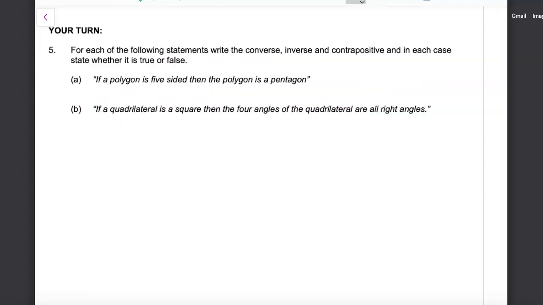So now it's your turn to have a go at our question 5. So for each of the following statements, write the converse, inverse and contrapositive statements, and in each case state whether they are true or false. I'd like to pause the video and then you can come and have a look at the solutions.